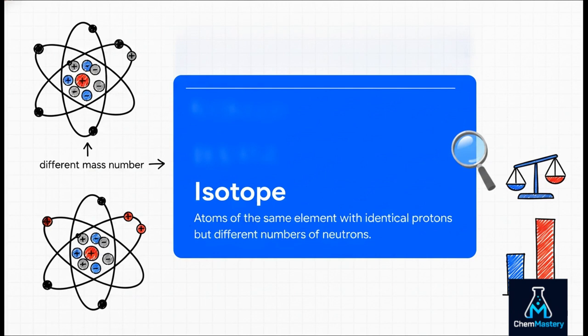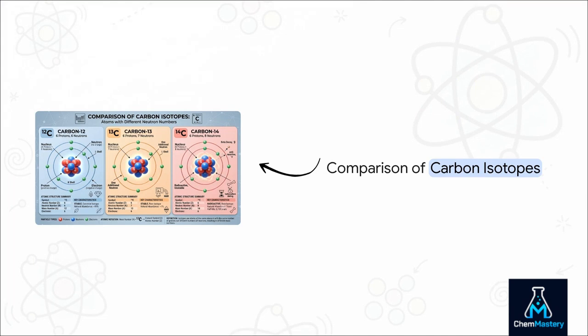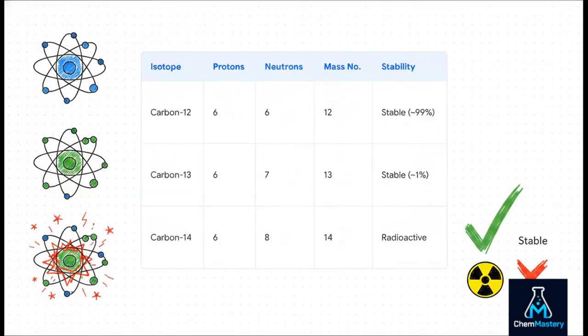Let's look at how this physical payload difference actually plays out. When we look at the carbon family side by side, that's carbon 12, 13, and 14, you can trace exactly how the addition of just 1 or 2 extra neutrons visibly alters the nucleus, even while those outer electron shells remain completely identical. Breaking down the data, it's pretty revealing.